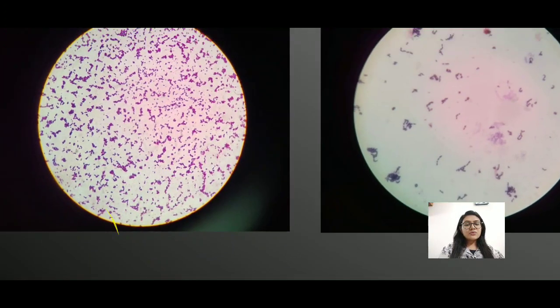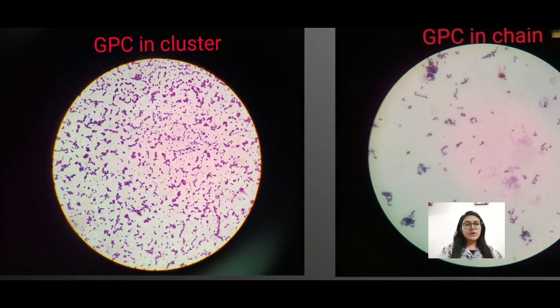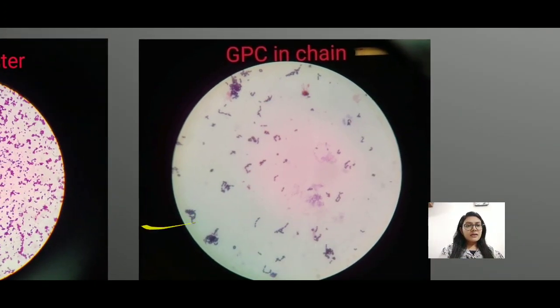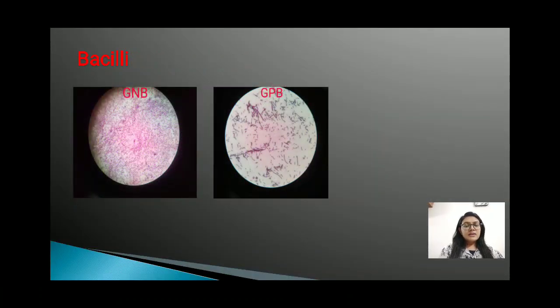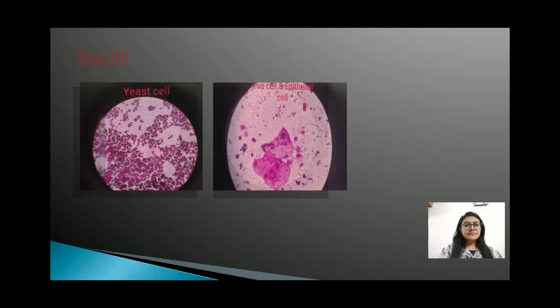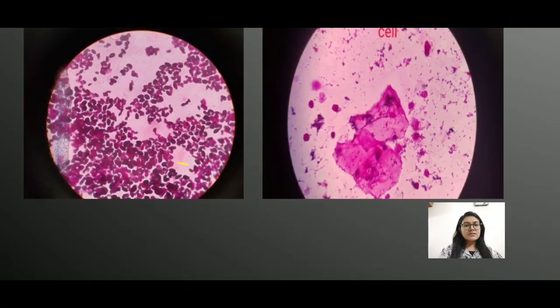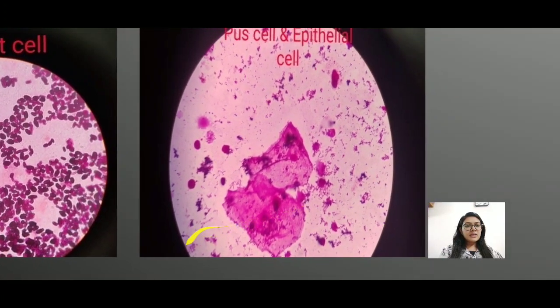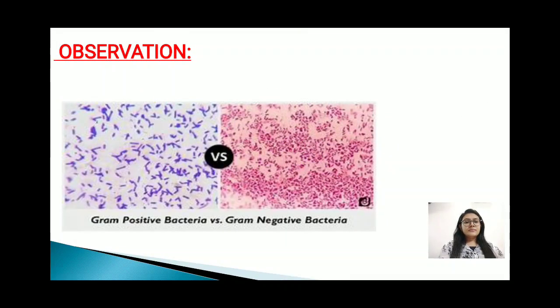Here is a microscopic appearance of gram positive cocci. First is gram positive cocci in cluster. In second, gram positive cocci appear in chain. Here are the bacilli. First is a gram negative bacilli and second one is a gram positive bacilli. First one is a yeast cell and second one is an epithelial cell and pus cell. Here is the microscopic appearance of gram positive bacteria and gram negative bacteria.